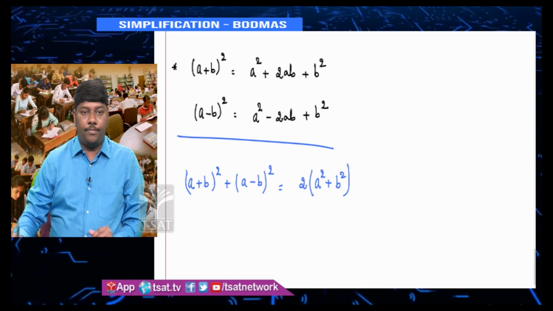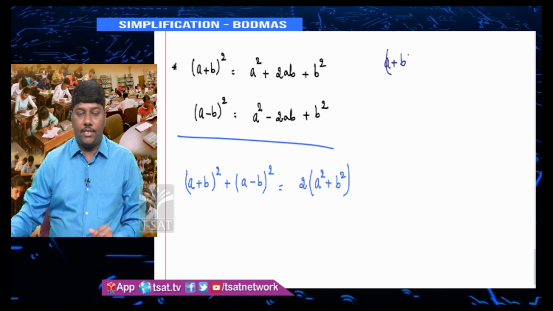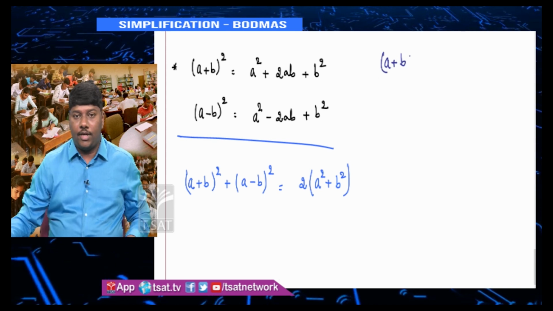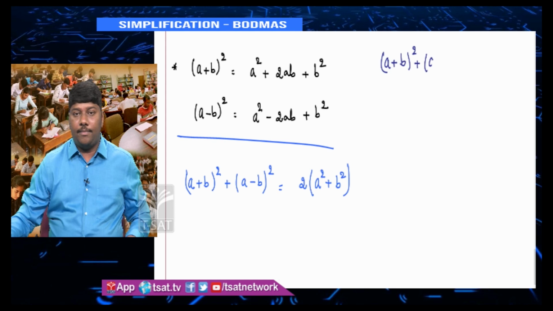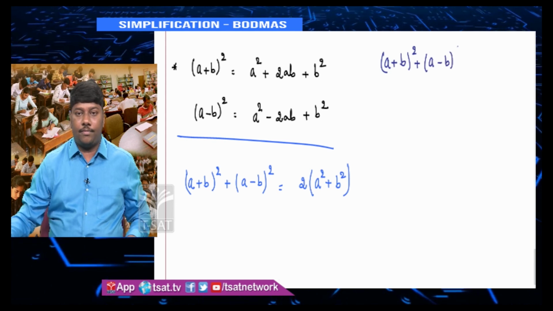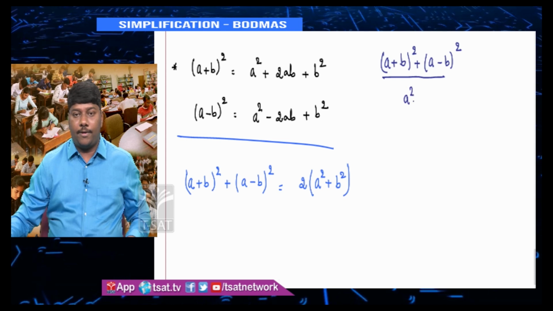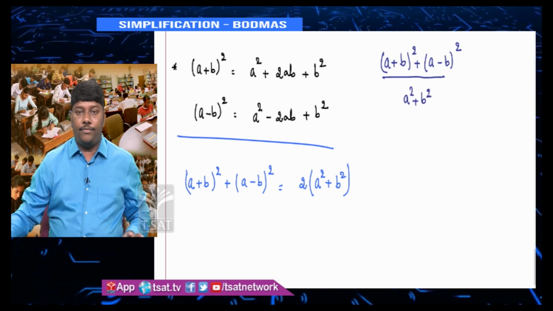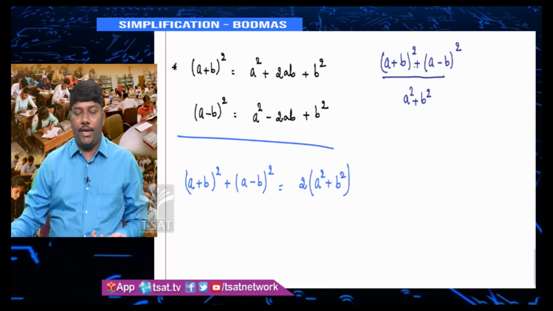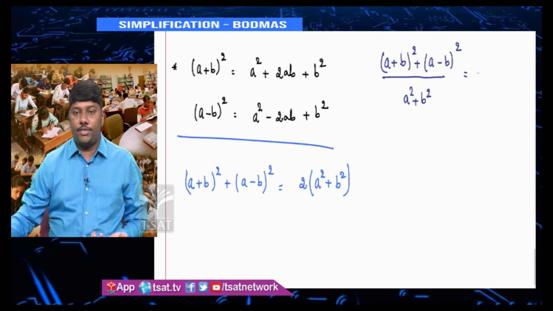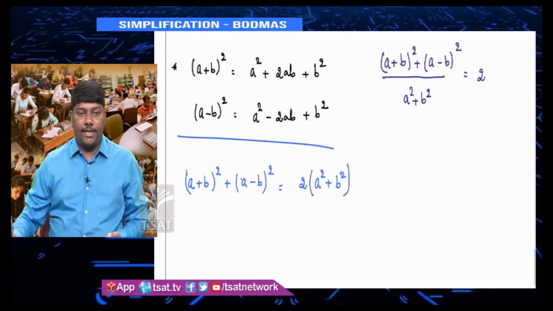Suppose, how do they give you? They may ask you a plus b whole square. In place of a, they may put something, and in place of b, they may put some value. A plus b whole square plus a minus b whole square divided by a square plus b square. Now, if you are aware of what comes in the numerator, we know that it comes 2 into a square plus b square. So, directly you can write it as 2 here, right. So, I am bringing a square plus b square in the denominator.